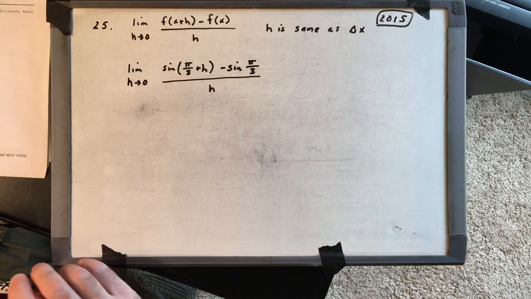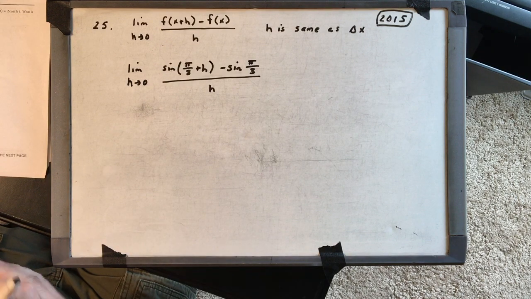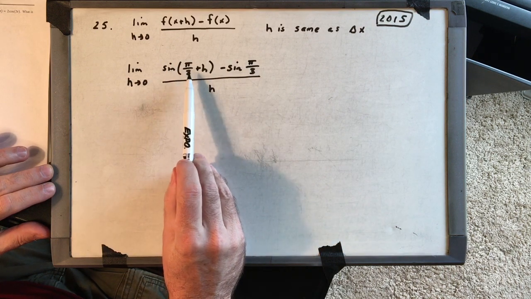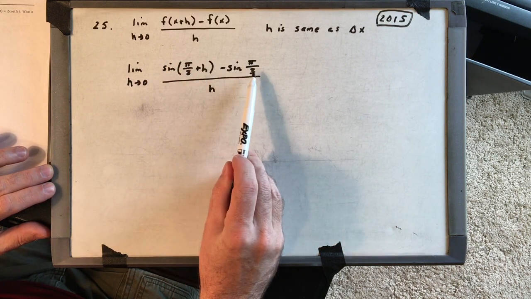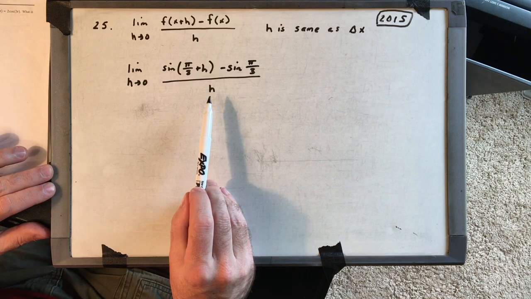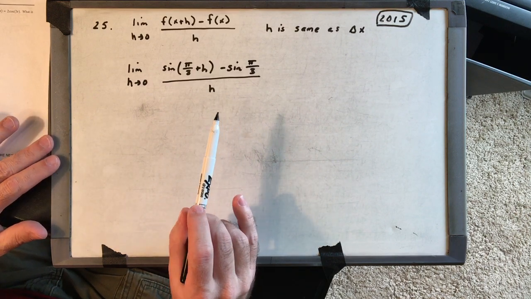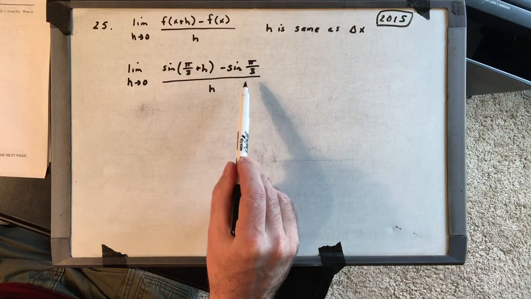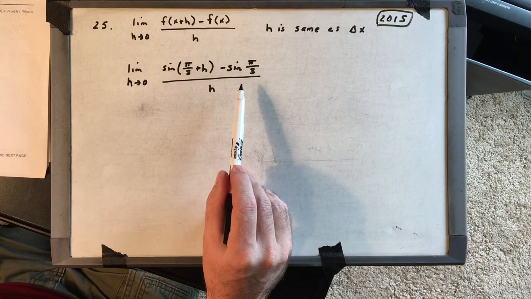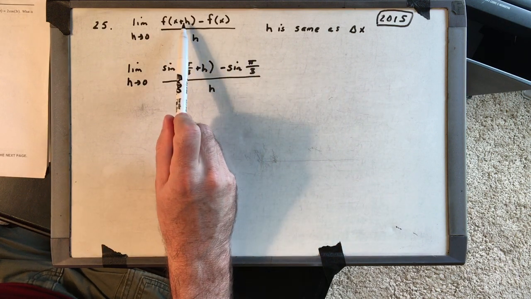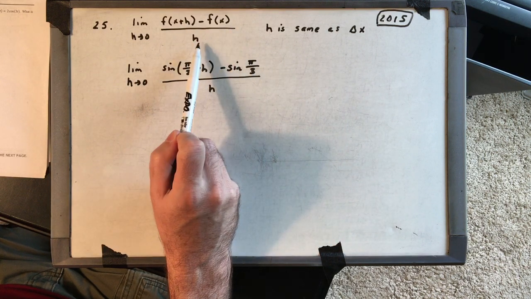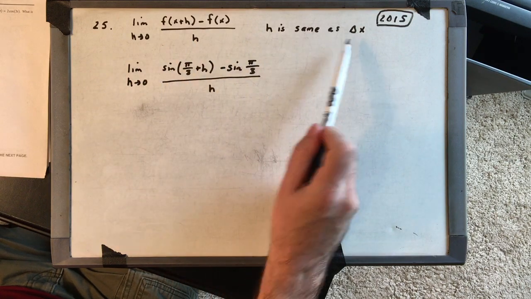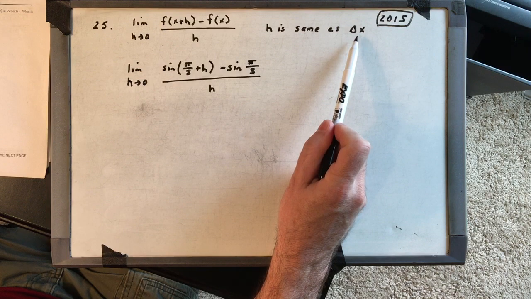So number 25 says, what is the limit as h approaches 0 of sine of pi over 3 plus h minus sine pi over 3 over h? And what you've got to recognize is this is from the beginning of chapter 2. This is just stating the definition of the derivative. Okay, and that's going to be f of x plus h minus f of x over h if you take the limit of that as h approaches 0. In our book, instead of h, we use delta x.